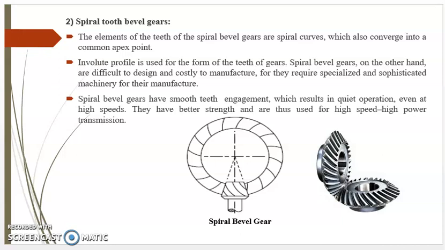Spiral bevel gears have smooth teeth engagement which results in quiet operation even at high speeds. They have better strength and are thus used for high speed, high power transmission. This is the image of the spiral bevel gear. Teeth are of spiral shape.